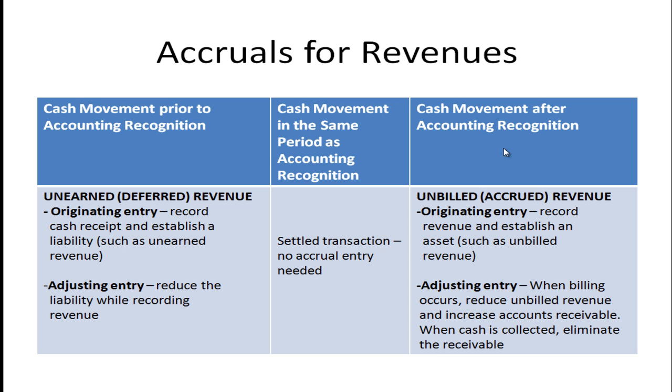The last case over here is where the cash movement occurs after the accounting recognition. So, for example, you might have unbilled revenue. Your originating entry is you record revenue and establish an asset such as unbilled revenue or perhaps accounts receivable. When billing occurs, you reduce the unbilled revenue and increase the accounts receivable. If it's the case where you have accounts receivable, when the cash is collected, you eliminate or reduce the receivable.